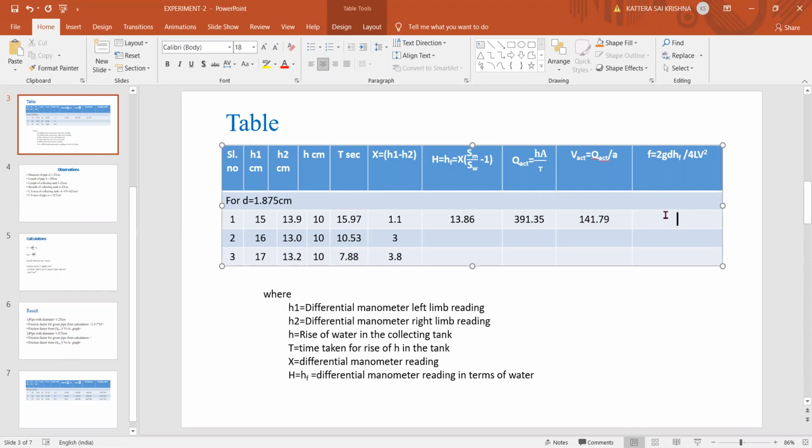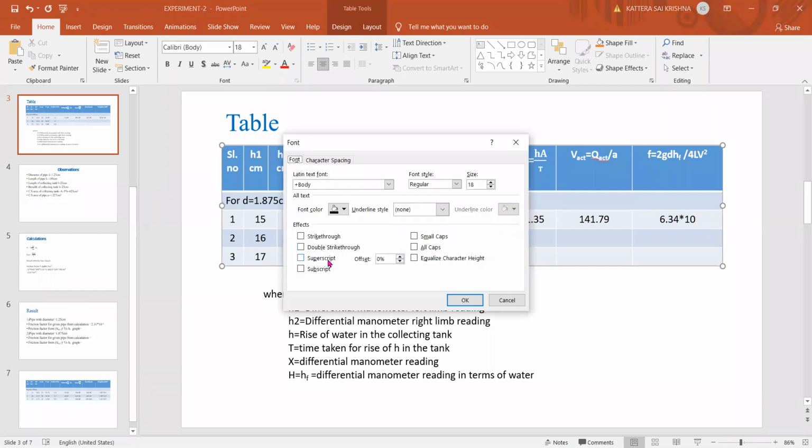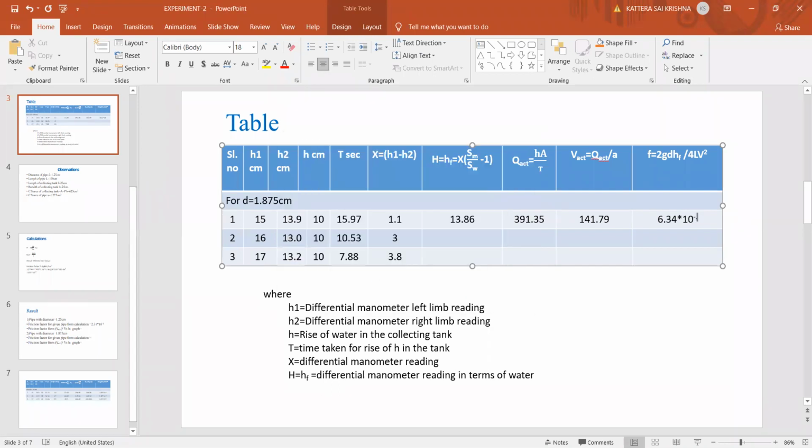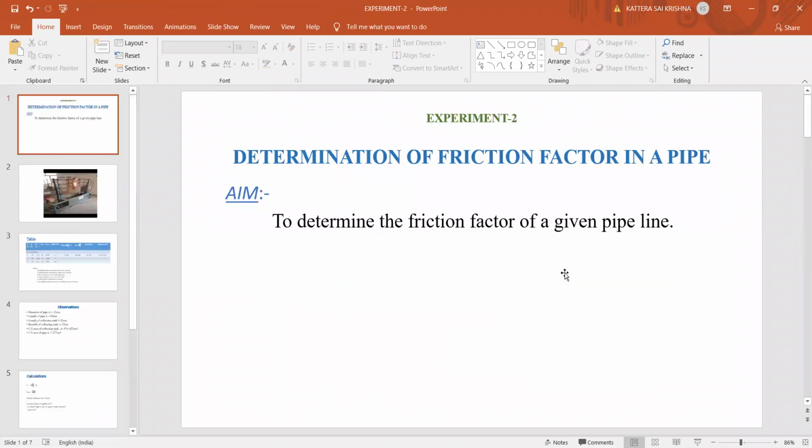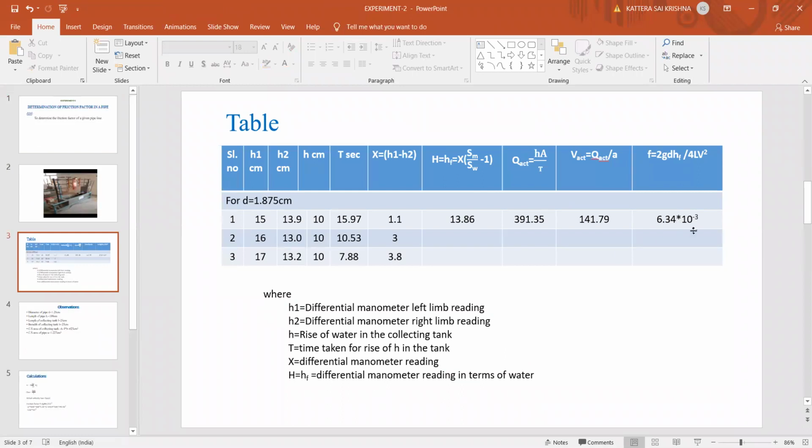First one. Sir, 6.34 into 10 to the power of -3. .34 into 10 power -3.